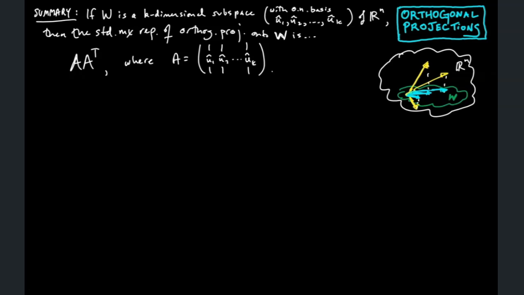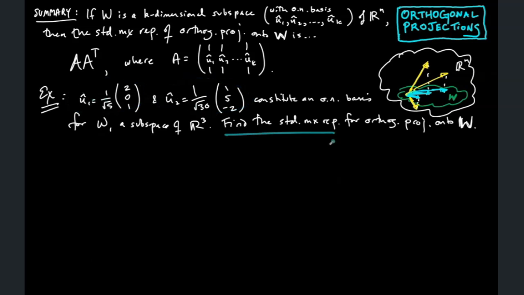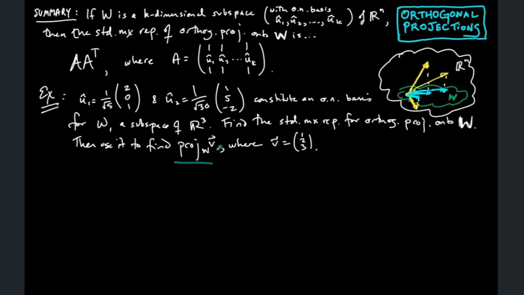All right, to finish this off, as an example, we will revisit the same problem we had earlier in the video. Here are our two vectors, u1 and u2. They constitute an orthonormal basis for W, which is a subspace of R3, a two-dimensional subspace, obviously, since there are two basis vectors. We want to find the standard matrix representation for orthogonal projection onto W, and once we have it, we will use it to find the projection of vector V onto that two-dimensional subspace, where V is the vector 1, 2, 3. That's the one we did in our previous example. We want to show that we still, of course, get the same answer.